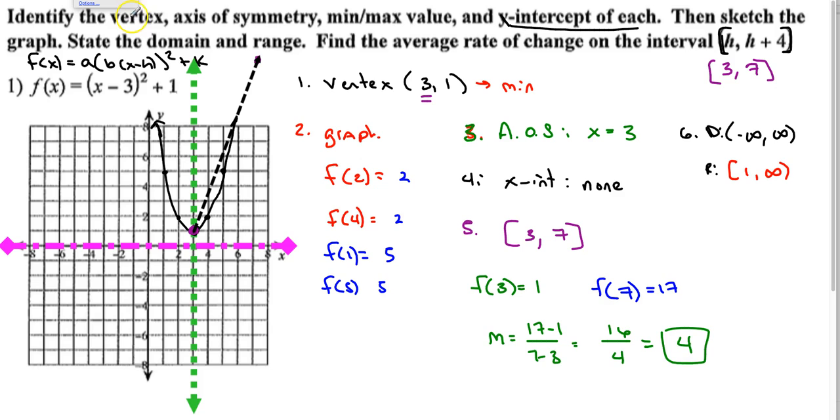So let's double check. We got a vertex, we got our axis of symmetry. We said the vertex is a min. We have our x-intercepts. We said there was none. It doesn't cross the x-axis. We got a sketch of the graph. We got the domain and range. And we found the average rate of change on the interval h plus 4.